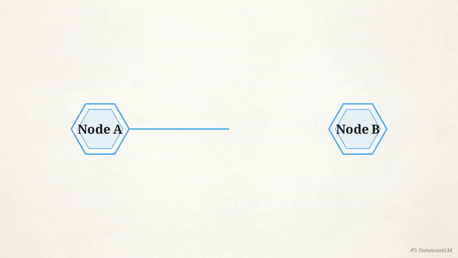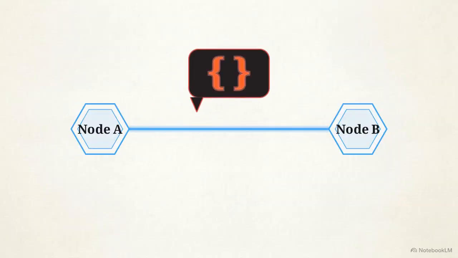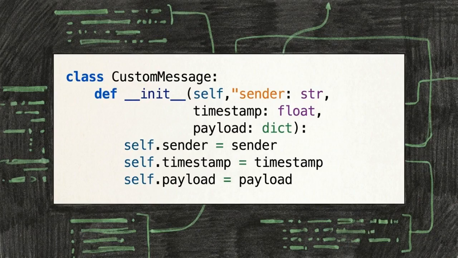With the nodes communicating predictably, the next step is defining what they say to each other. Join me in the next video to build custom ROS2 message types.